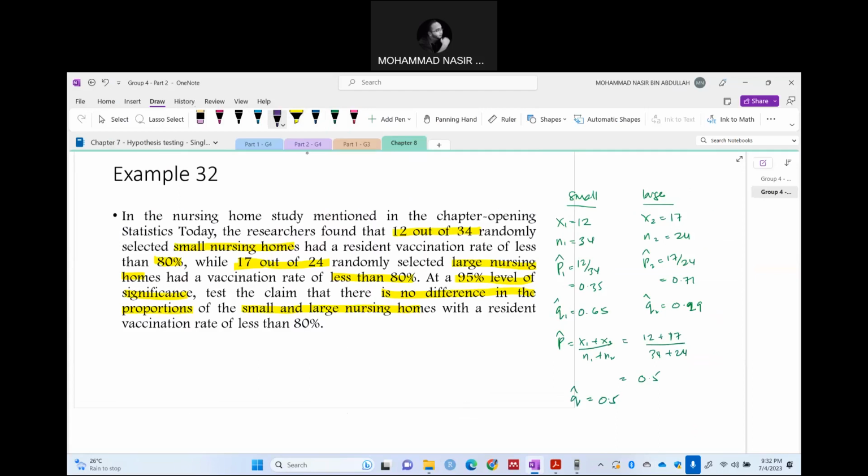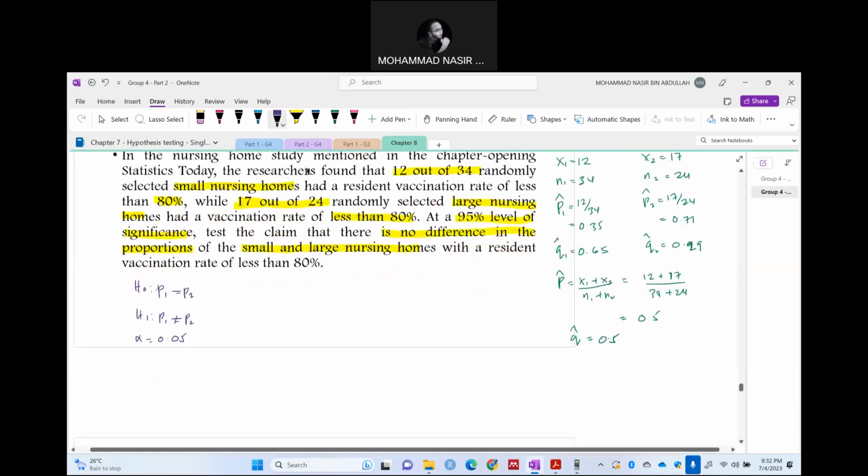Now we want to perform the hypothesis test. State the null hypothesis: proportion number 1 is equal to proportion number 2. The alternative hypothesis: proportion 1 is not equal to proportion 2. So we want to test at 0.05, the 95% level of significance, right?